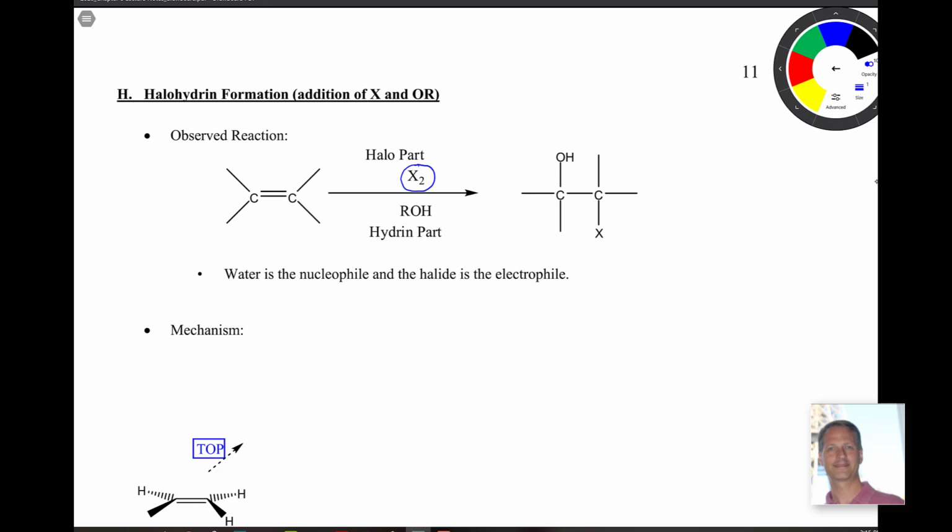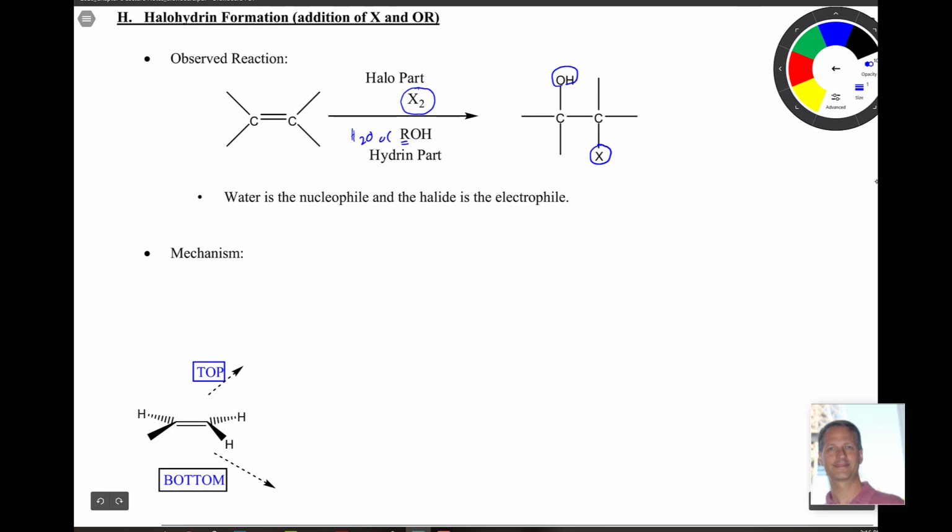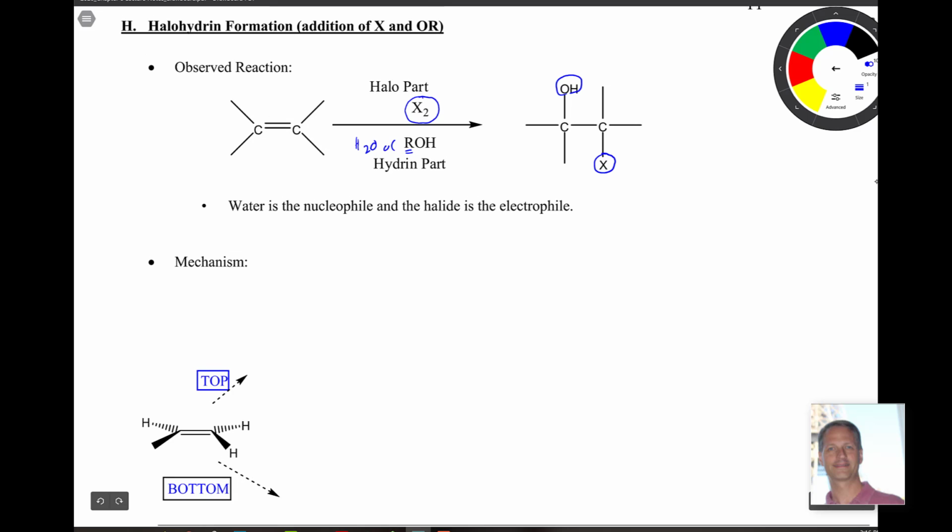Except here we're going to add either water or ROH, which is an alcohol. So notice that these things are still going to be anti to each other. So the mechanism is going to look very similar to what we saw before. Notice down here it says water is the nucleophile. So it could also be the alcohol too. So water or alcohol could be used for this.